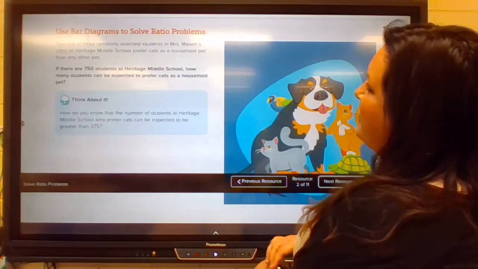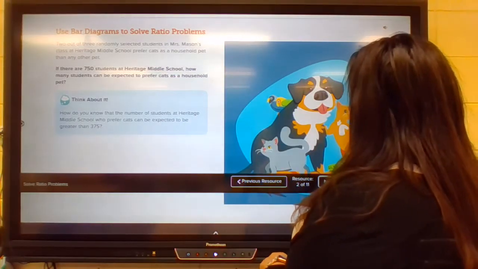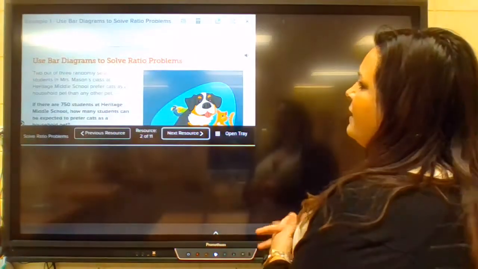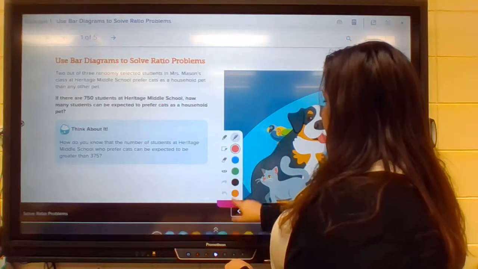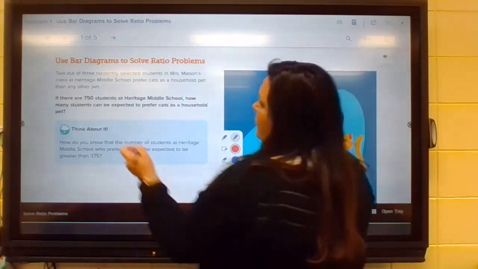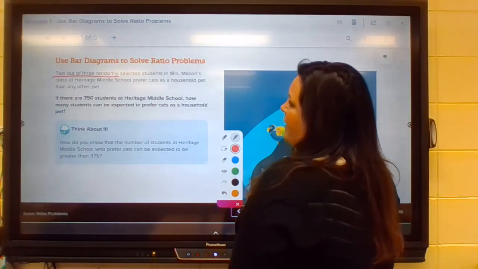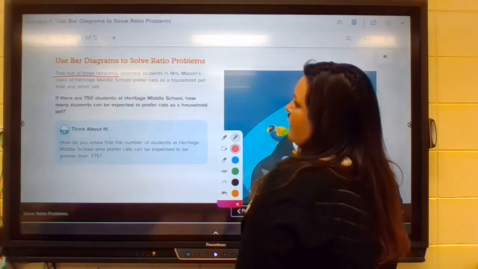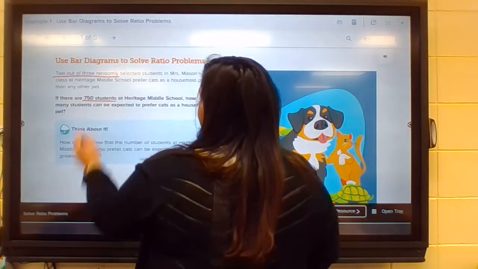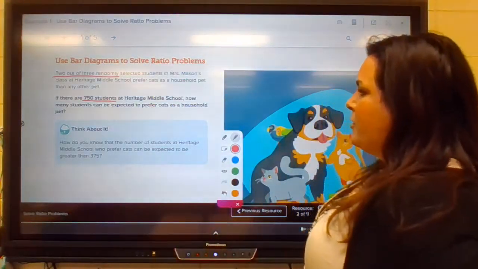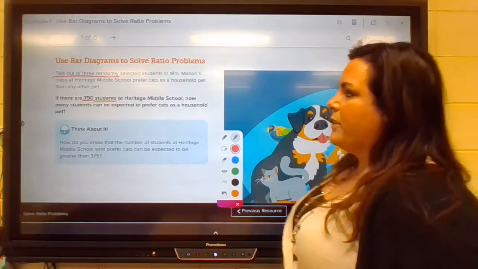As soon as it loads, there we go. So we're going to use a bar diagram to solve ratio problems. Oops, I'm going to fix this quick here. And it says 2 out of 3. Okay, let's start by reading some information. 2 out of 3 randomly selected students in Mrs. Mason's class at Heritage Middle School prefer cats as a household pet than any other pet. Now, if we have a total of 750 students, how many students can be expected to prefer cats as a household pet? So we're going to do the same kind of thing here.